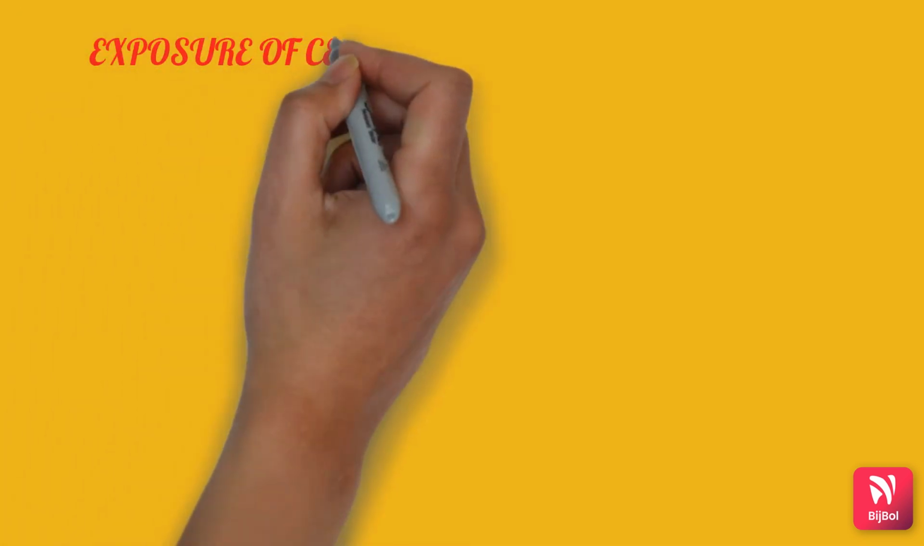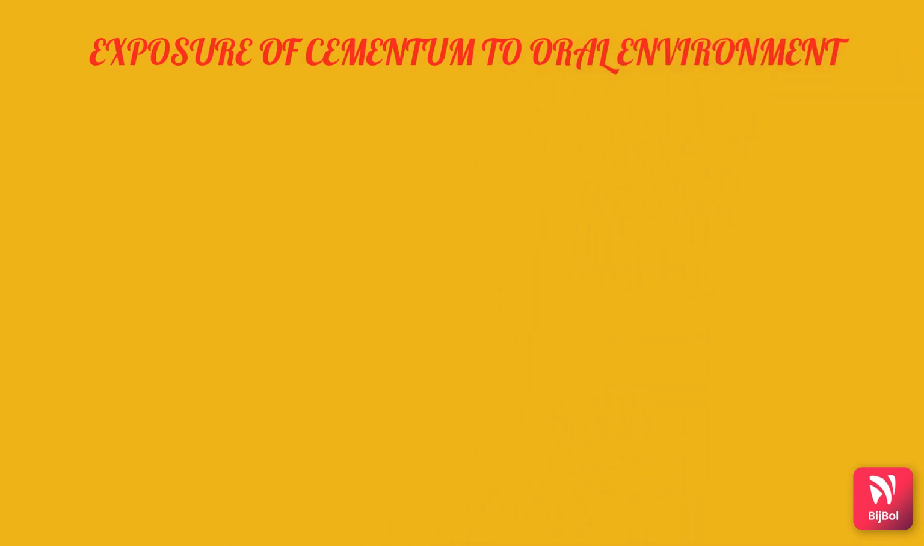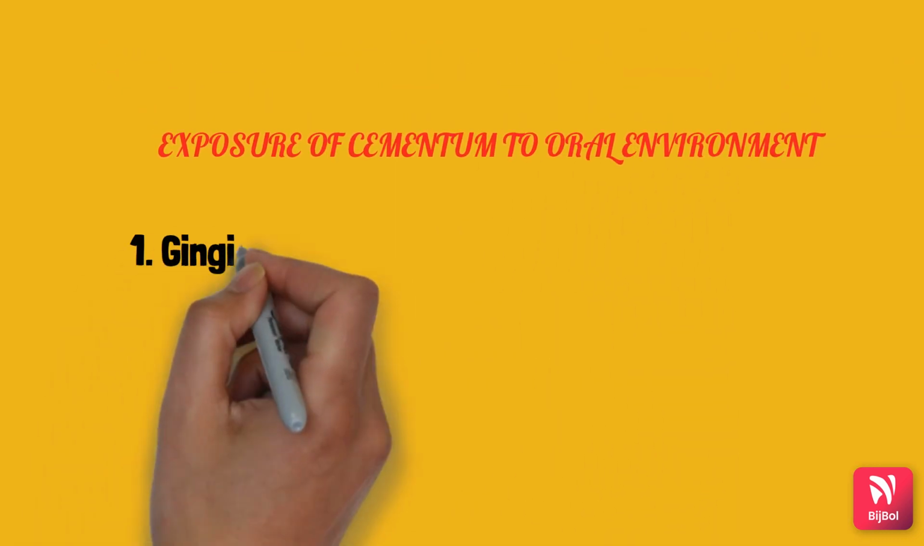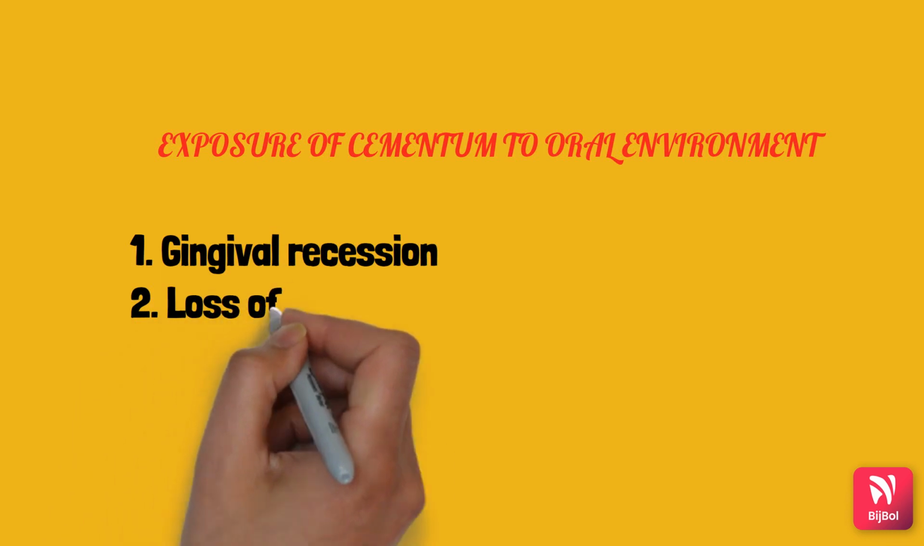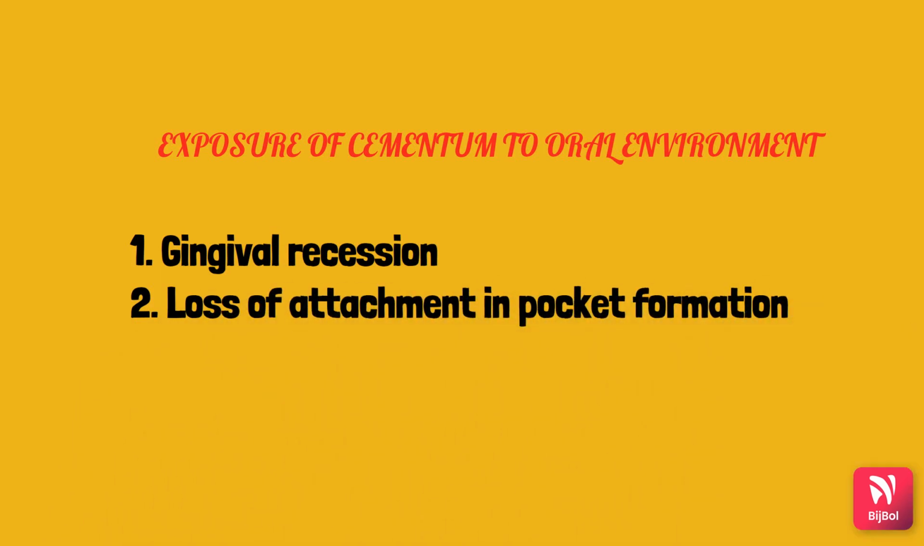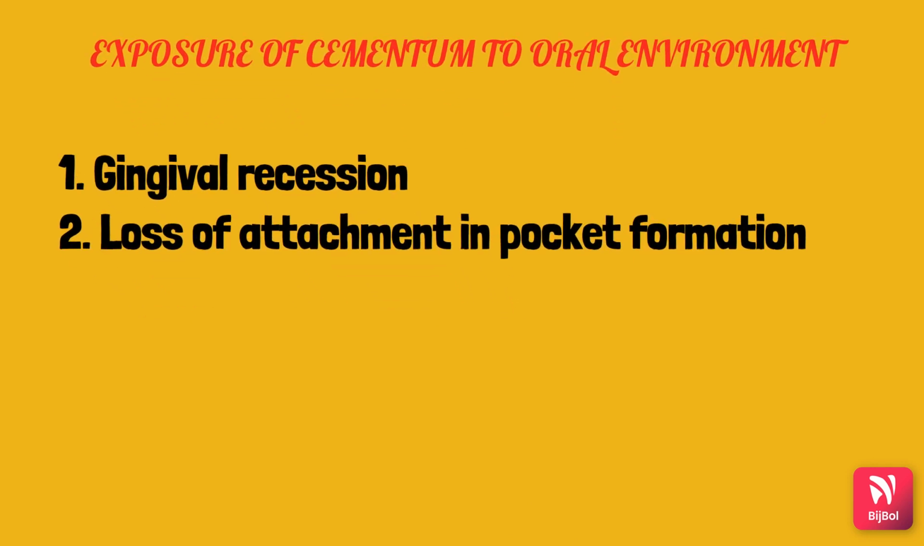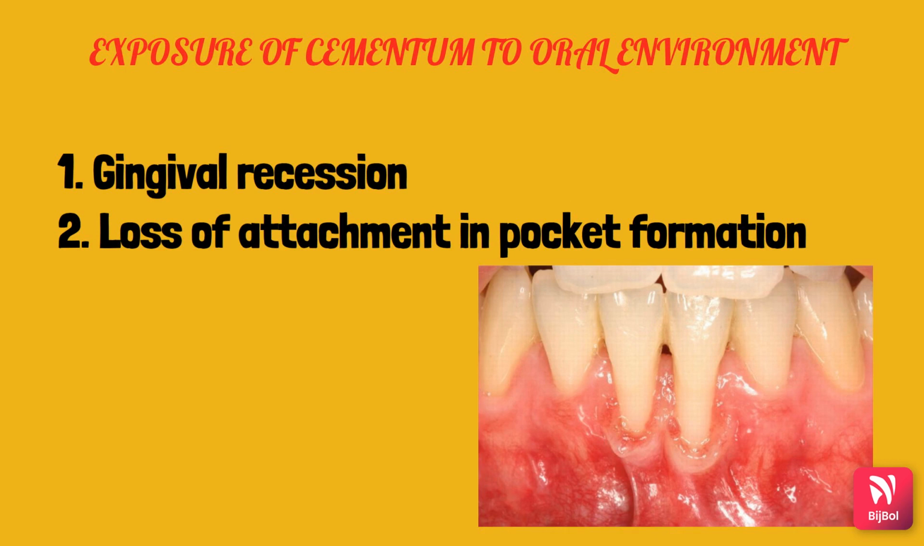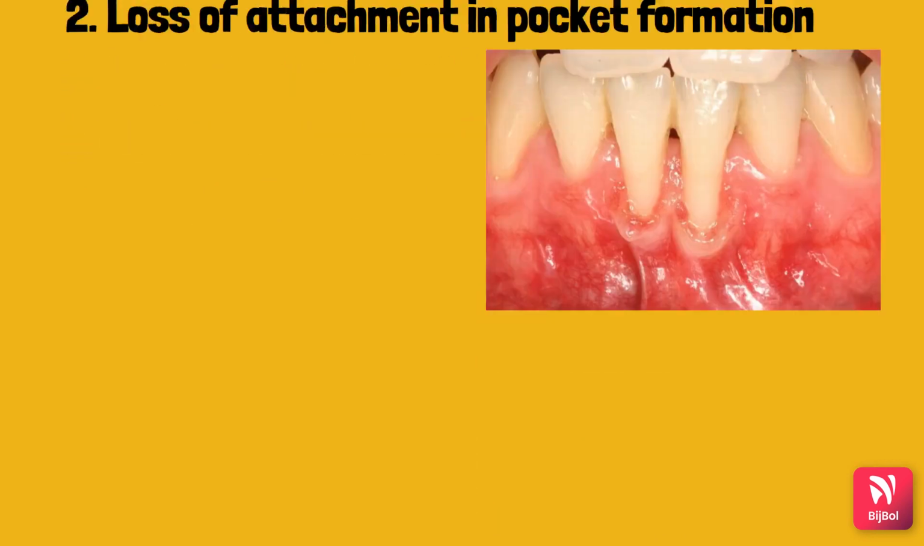Next, we will see what happens when the cementum is exposed to the oral environment. The cementum becomes exposed to the oral environment in two conditions: when there is gingival recession or when there is loss of attachment in case of pocket formation. The cementum is sufficiently permeable, so it allows the penetration of organic substances, inorganic ions, and bacteria. So the bacterial invasion of the cementum again results in periodontal disease. So these two conditions are very important, in which the cementum gets exposed to the oral cavity.